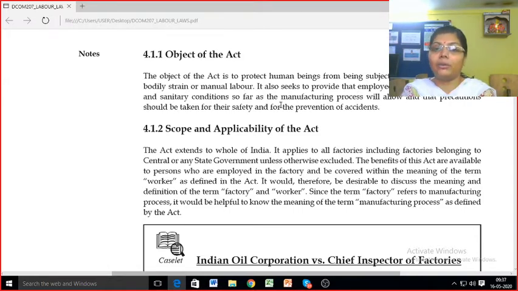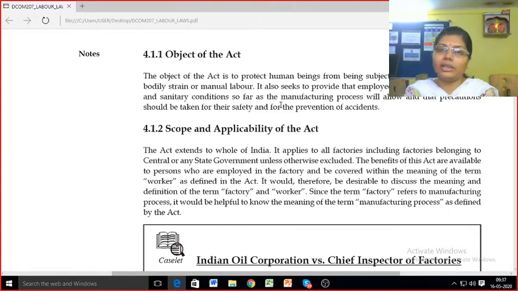strain on manual labor. It also seeks to provide that employees should work in healthy and sanitary conditions so far as the manufacturing process will allow, and the precautions should be taken for their safety and for the prevention of accident. As we all are aware, the Factories Act came into being only after the Industrial Revolution and World War II, when human power was replaced by machine power.